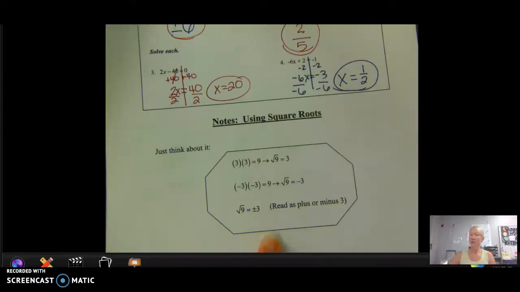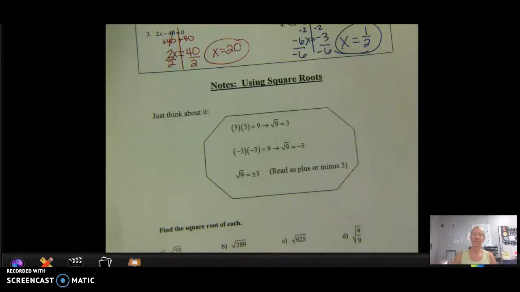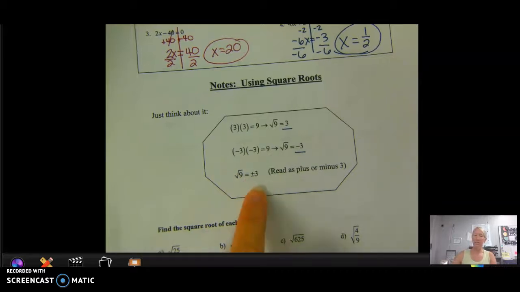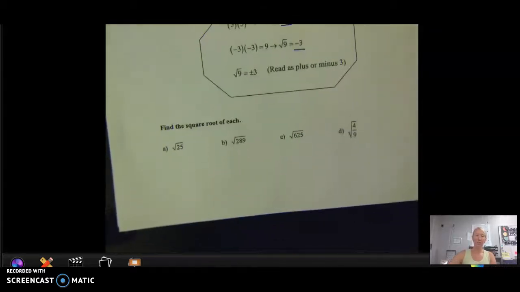And that's what this little box right here is talking about. That when I take the square root of a number, I actually have 2 answers. I have the positive of it and I have the negative of it. Because 3 times 3 is 9, and negative 3 times negative 3 is also 9. So we read this as plus or minus 3, or positive or negative 3.